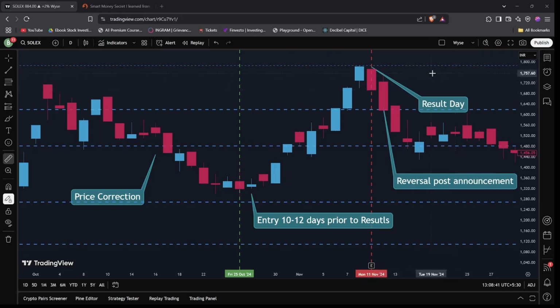But the exceptions don't become rule. This is the rule. That is, you try and get out the day before the announcement is made. That increases your chances of winning.